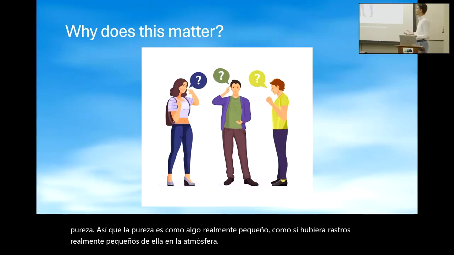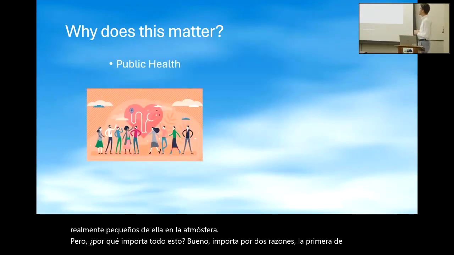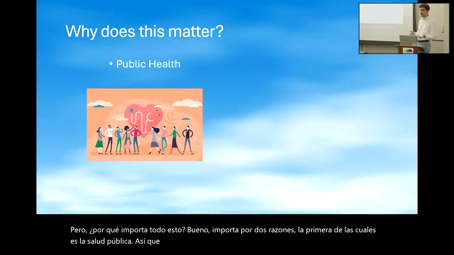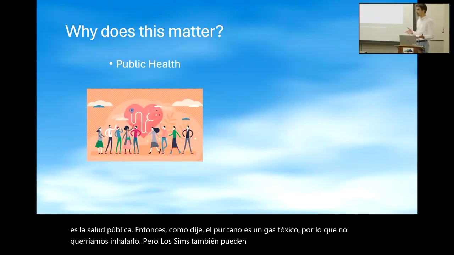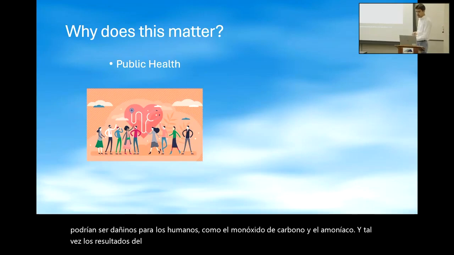But why does this all even matter? Well, it matters for two reasons. The first of which is public health. Like I said, pyridine is a toxic gas, so we wouldn't want to be inhaling it. But the CIMS can also identify other gases that could also be harmful to humans, such as carbon monoxide and ammonia. So maybe the results of the study could apply to those experiments.